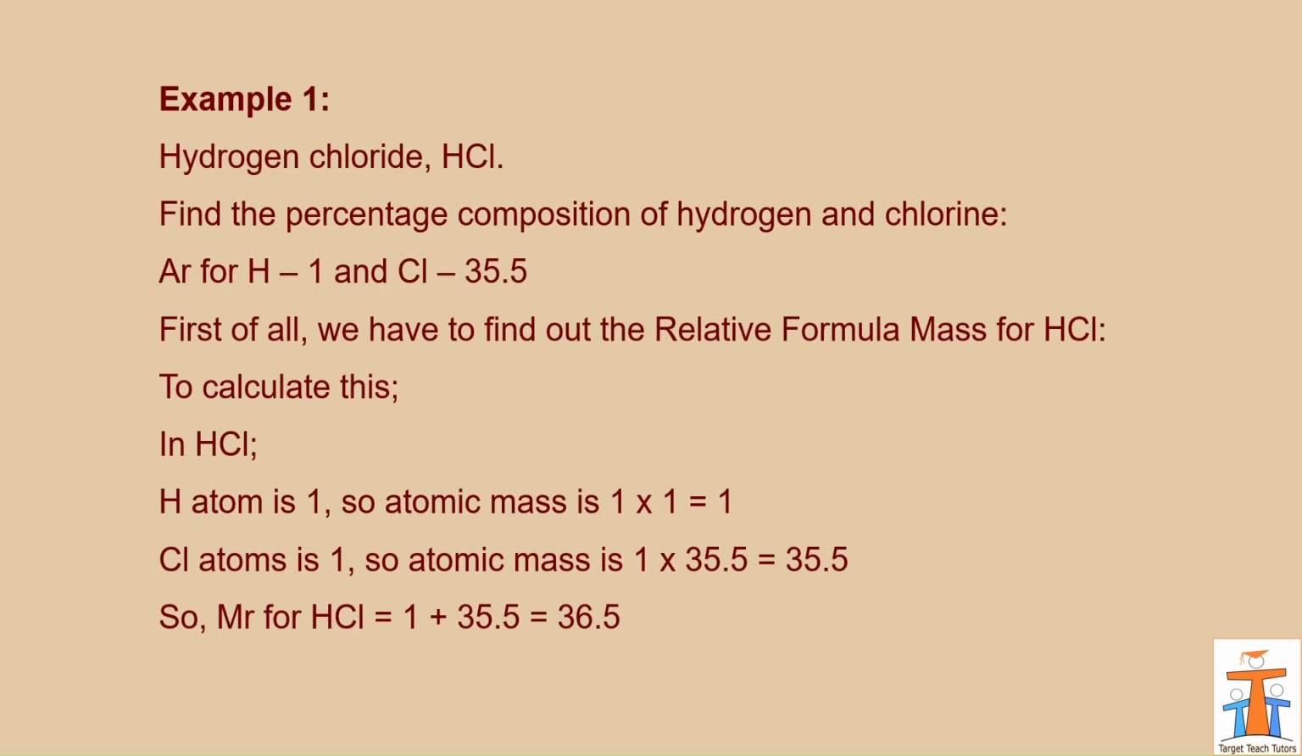Example 1. Hydrogen chloride, HCl. Find the percentage composition of hydrogen and chlorine. Relative atomic mass for hydrogen is 1 and for chlorine 35.5. First of all, we have to find out the relative formula mass for hydrogen chloride. In hydrogen chloride, the hydrogen atom is 1, so atomic mass is 1 times 1 is equal to 1. The chlorine atom is 1, so atomic mass is 1 times 35.5 is equal to 35.5. So the relative formula mass for hydrogen chloride is 1 plus 35.5 is equal to 36.5.